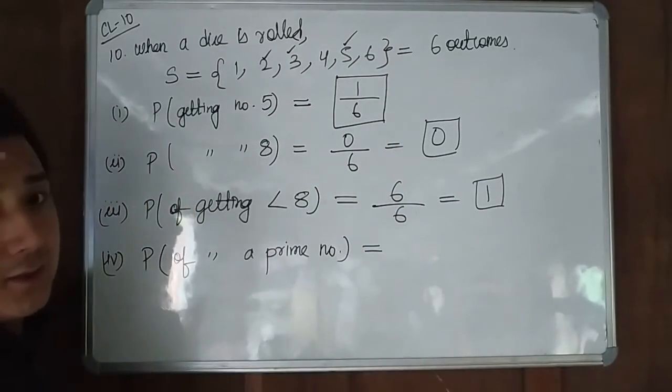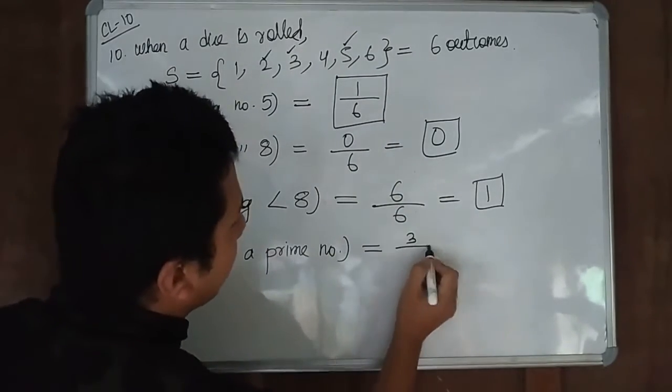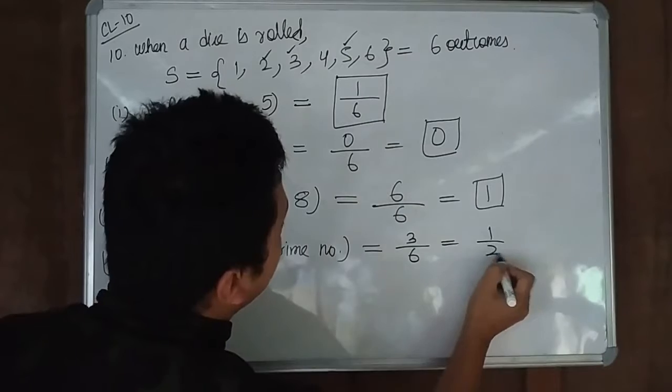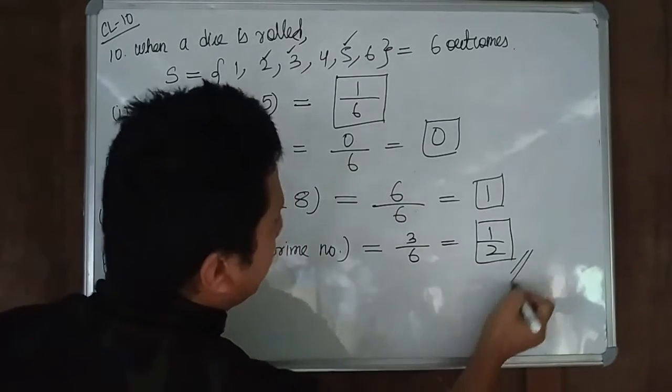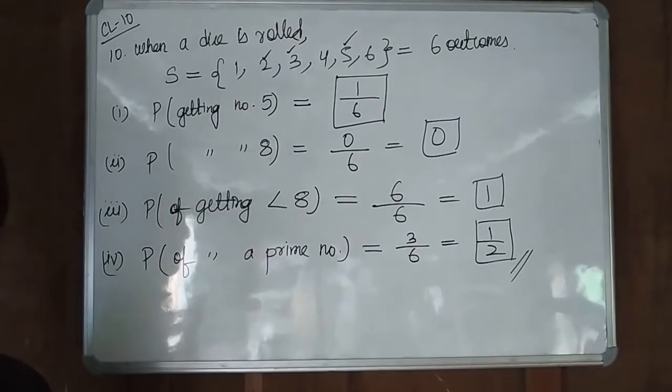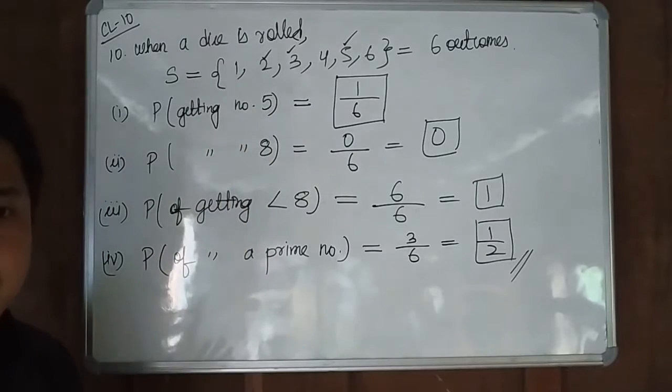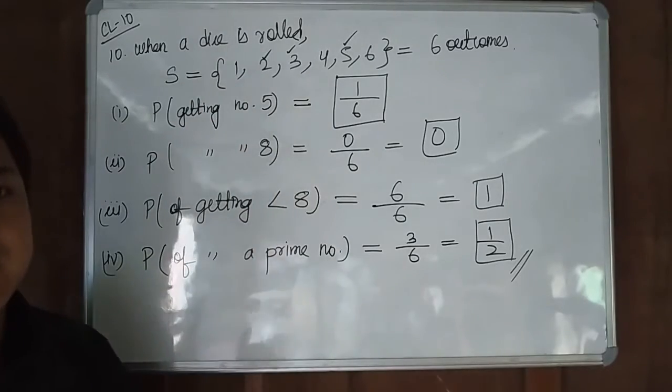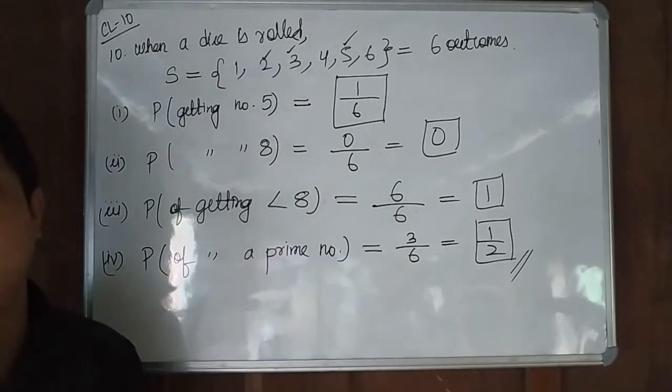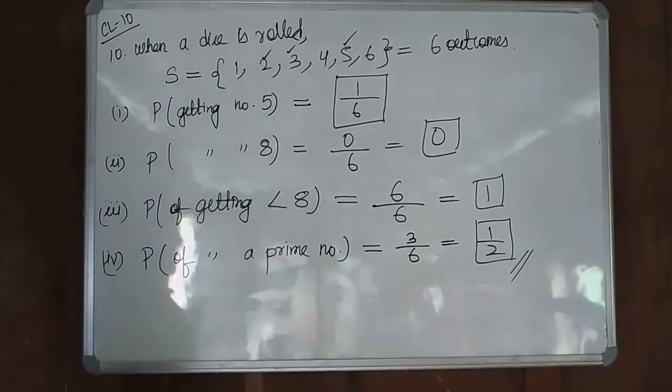So how many chances? 3 chances out of 6. So hence the answer will be half. Okay boys. So very simple chapter. Just see the experiment, then the sample space, and what is the question asking you. Accordingly we have to go. Okay. So pause the video, note it down.